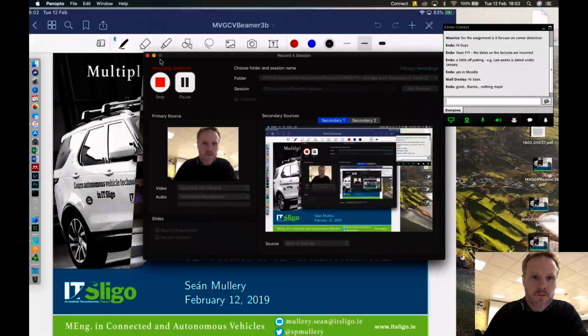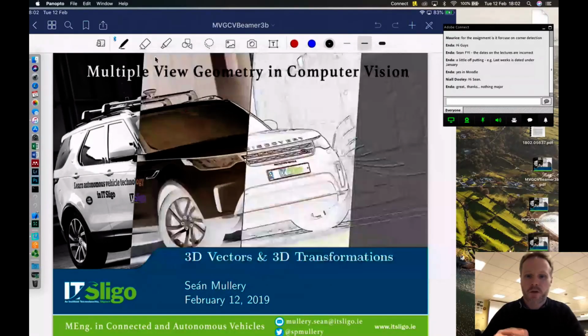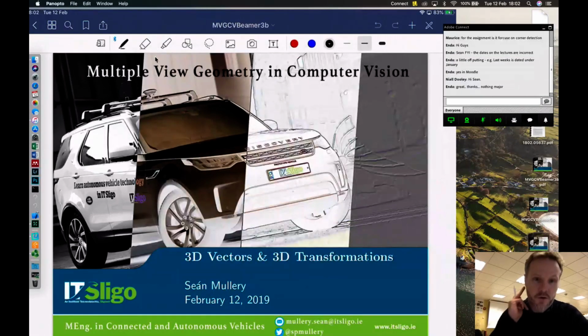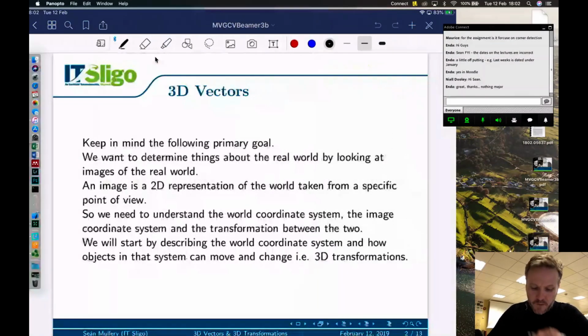Okay, so hi everyone, this is Sean Mullery from Electronic Engineering at IT Sligo, and in tonight's lecture we're going to be looking at 3D vectors and the transformations on those 3D vectors, the different types of transformations that we can do. So you need to keep in mind the following primary goal.